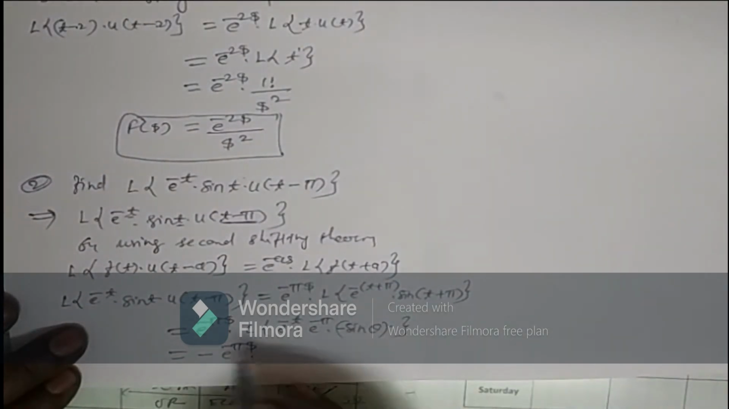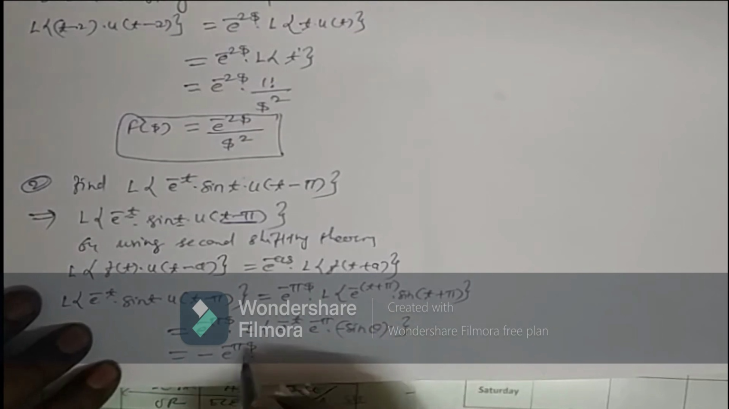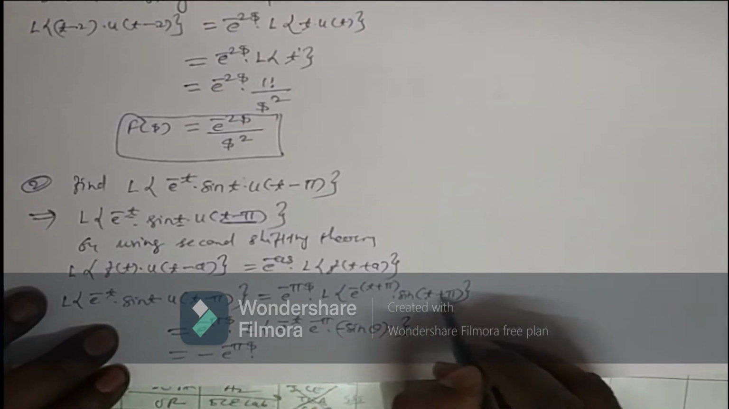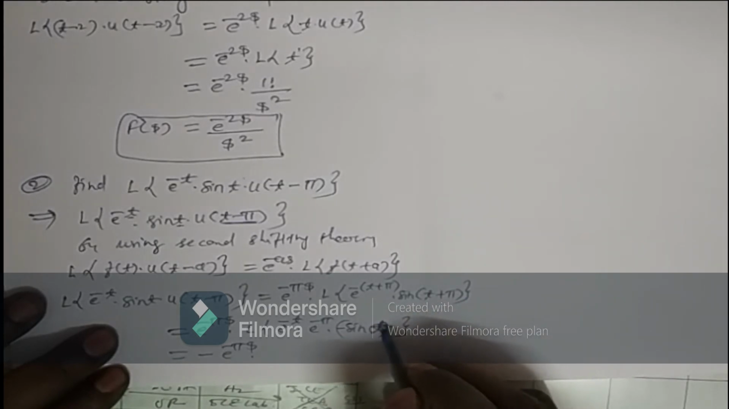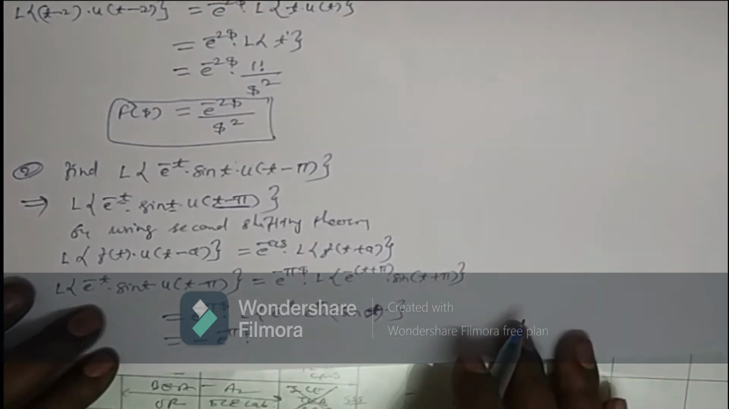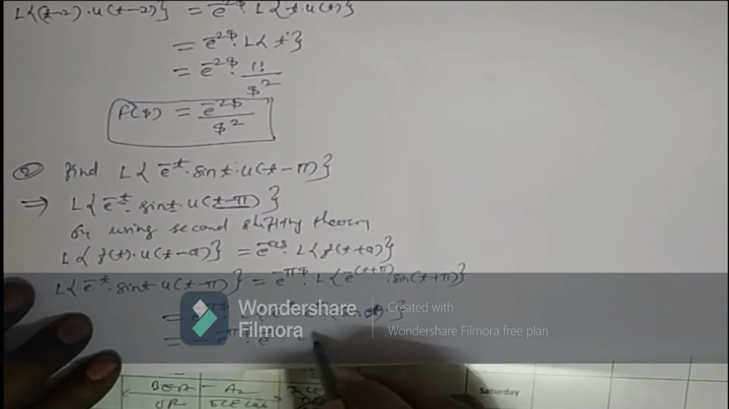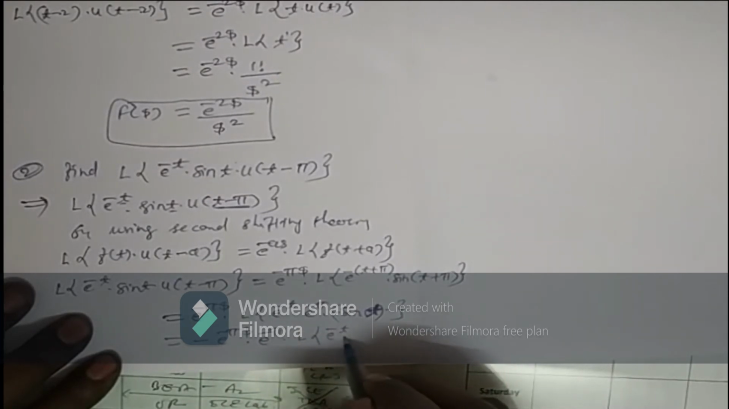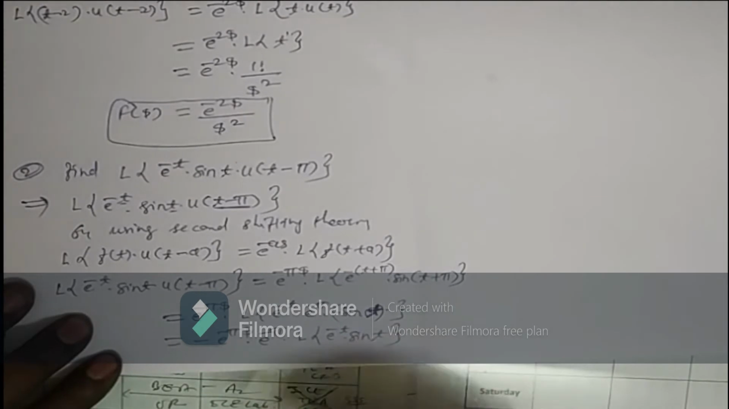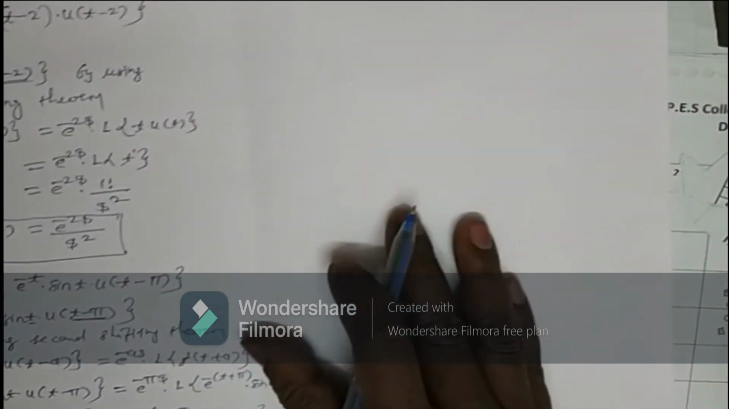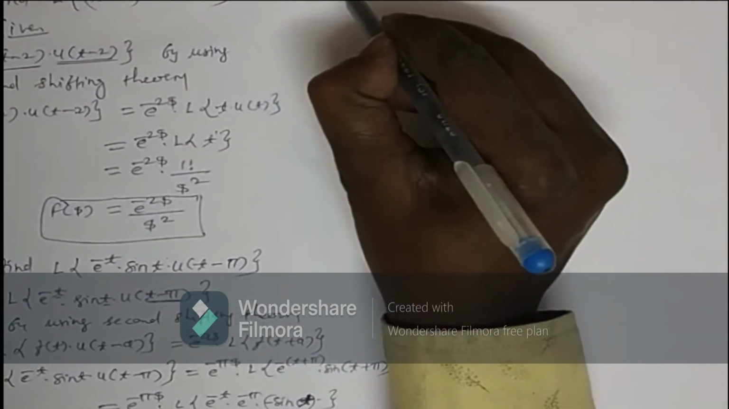So now this can be written as e raised to minus pi s into Laplace transform of, what is this? This is sin t, minus sin t. So now here this can be written as e raised to minus pi, we can take outside. What we get inside? e raised to minus t into sin t. Now we know that we have to find the Laplace transform of this by using first shifting property. So how we can do this? Look at this.